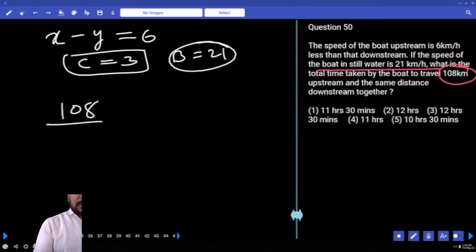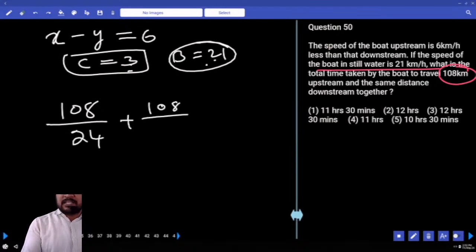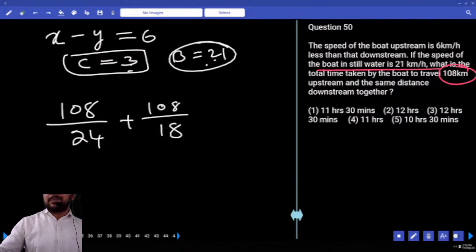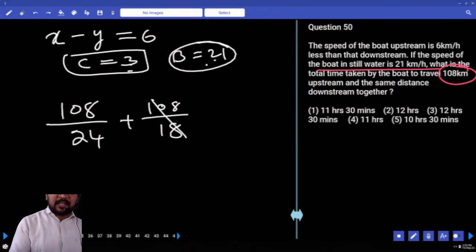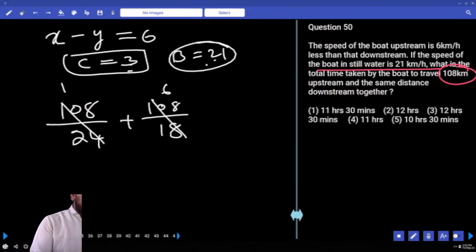108 kilometers downstream. 108 kilometers at the downstream speed of 24. Same distance upstream also. Upstream is nothing but B minus C. B minus C is nothing but 18. 18, how many times? 6 times. 24 4s are 96.